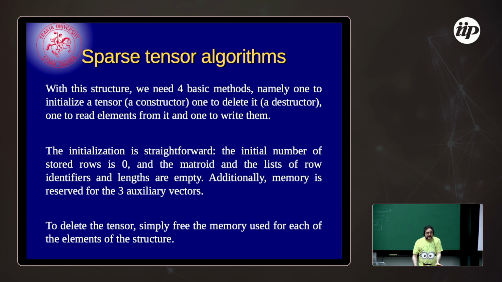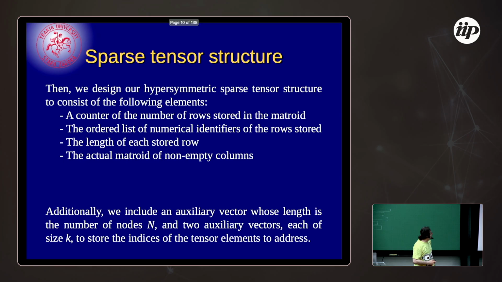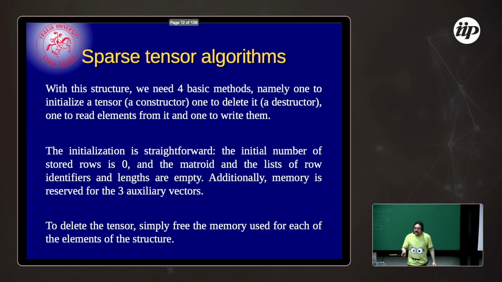So the constructor to initialize the structure is fairly simple, because all you have to do is set the number of rows. Remember, initially the number of rows is 0 because you just created something. You haven't yet recorded anything into it. So when you just start, the initializer needs to make the initial number of rows 0. All the various vectors, the list of the numerical identifiers, the list of the lengths of each row will just be empty. You just say, okay, it's going to be something over there. The actual matroid, so the data, is going to be empty.